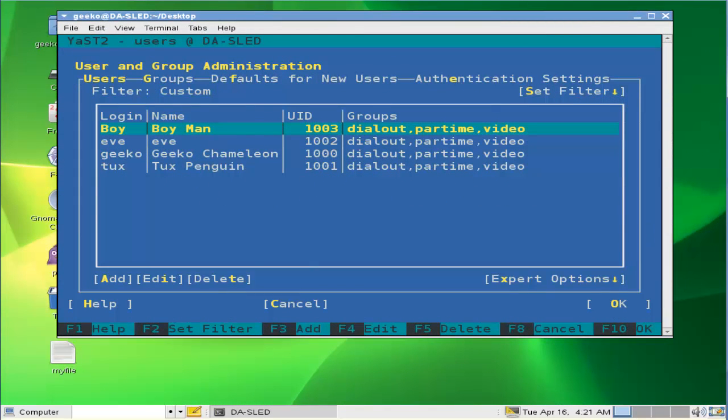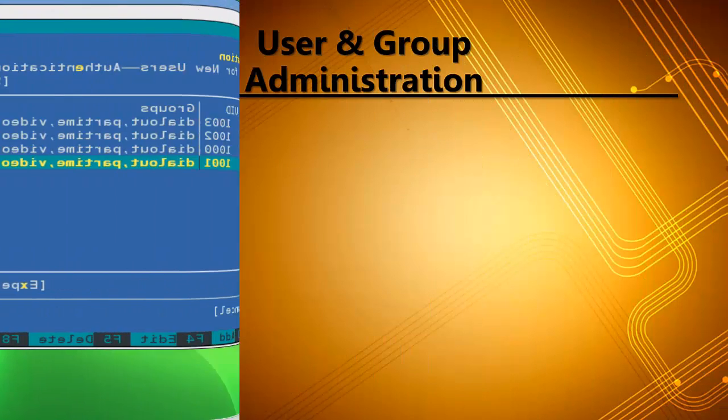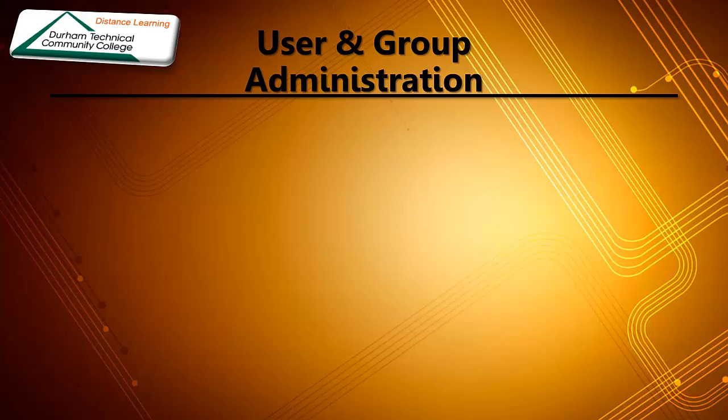To navigate, press the tab key and the arrow keys to move from one text to another. Note that pressing the spacebar or the enter key will select the highlighted item. On the user and group administration page, these are some of the most known terms.